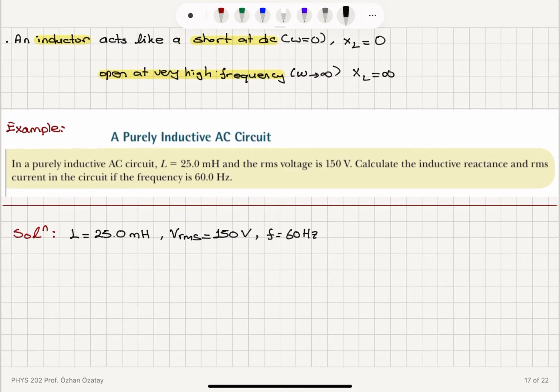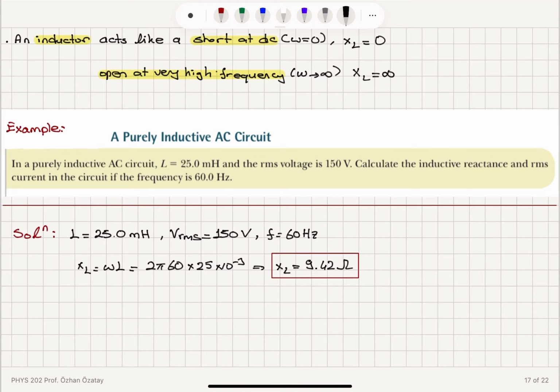And the inductive reactance X sub L is equal to omega times L, angular frequency times L, which is 2 pi times frequency 60 Hz times 25 times 10 to the minus 3. So this gives us an inductive reactance X sub L of 9.42 ohms at this frequency.